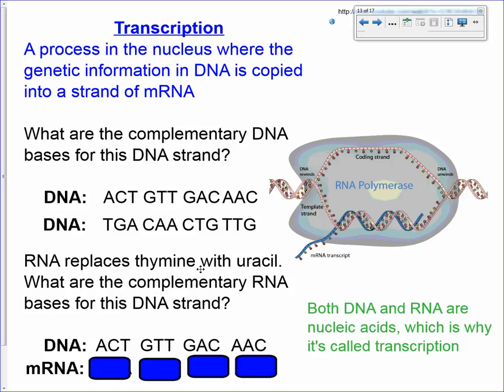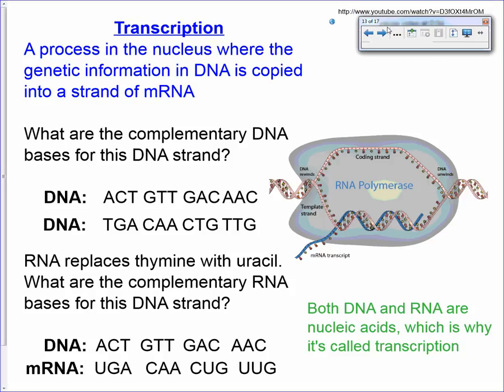RNA replaces thymine with uracil, so it's a very similar code, except that whenever you see T down here, if it's a molecule of RNA, it's going to be a U for uracil. So everything else is the same, except there's no T's. They're all replaced with U's. And that's it. That's what it means by transcription. It's essentially just a copy, but slightly different, so we call it a transcription.